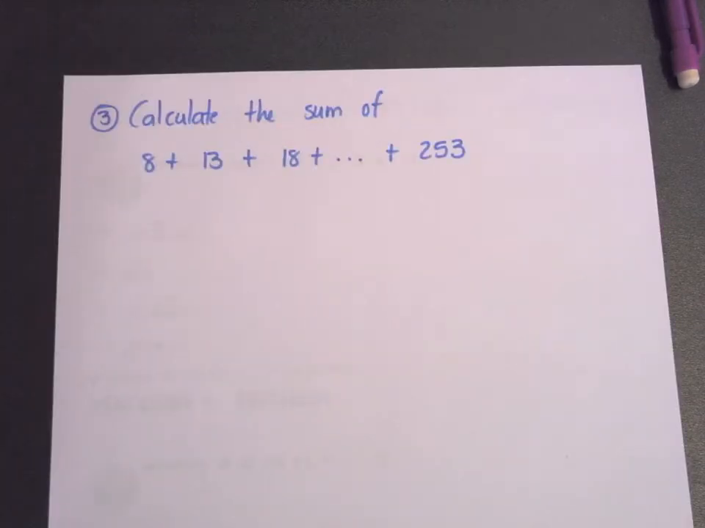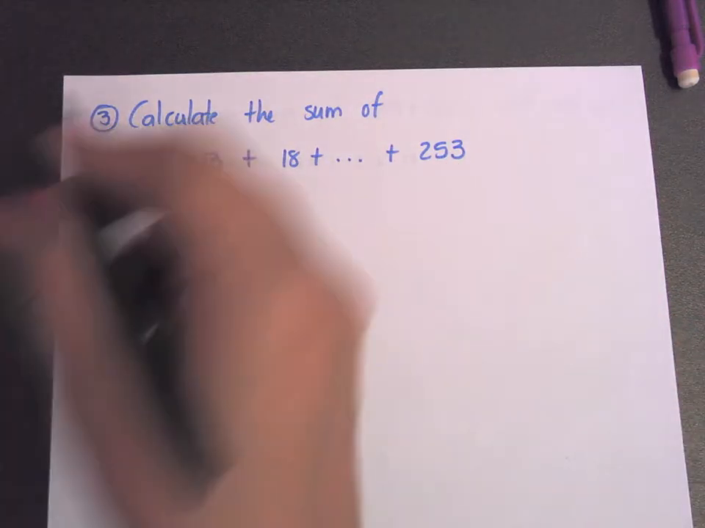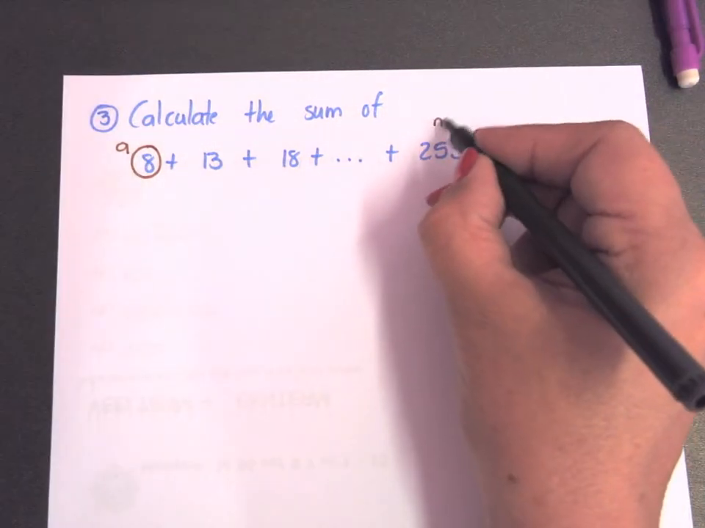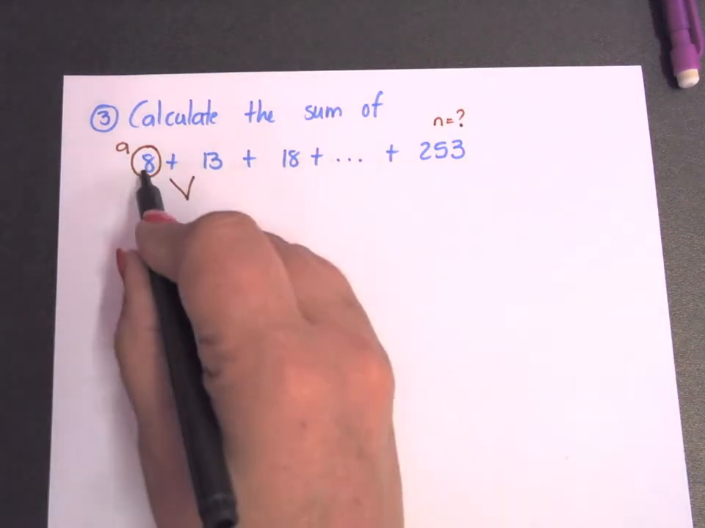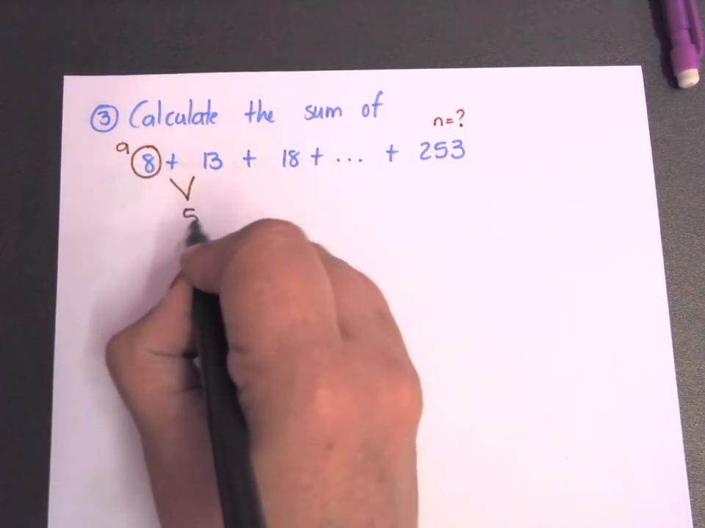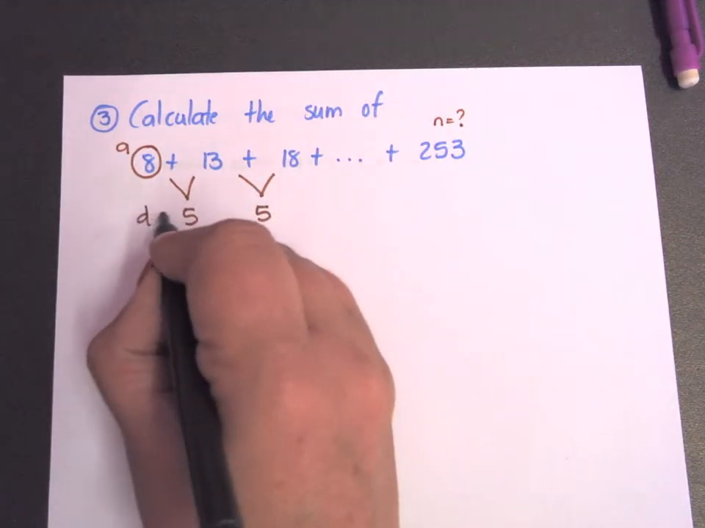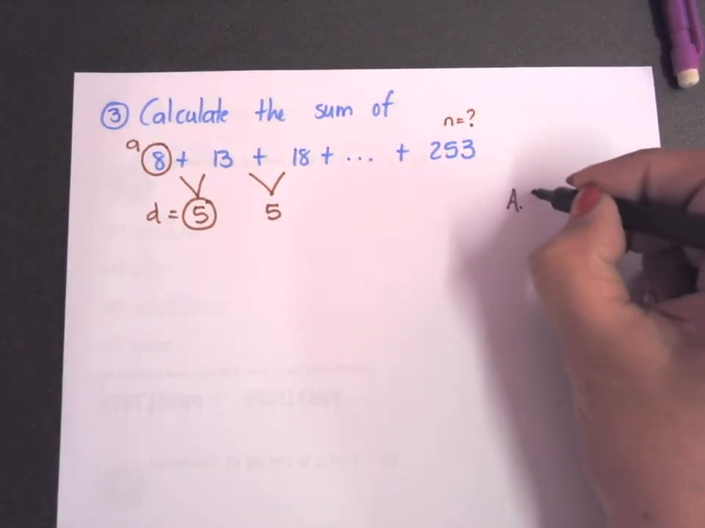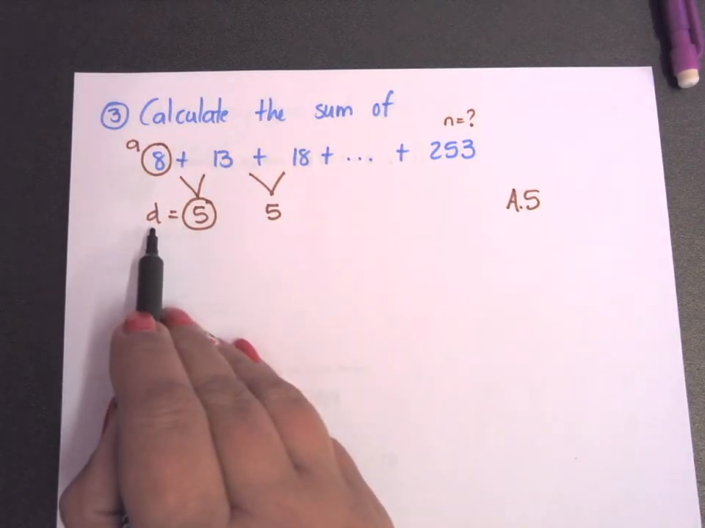Our third example, we must calculate the sum up until the last term. Okay, this is a. I don't know what n is, but I can work out the d. 13 minus 8 is 5. 18 minus 13 is 5. So d is 5. This is definitely an arithmetic series because we have a constant difference.